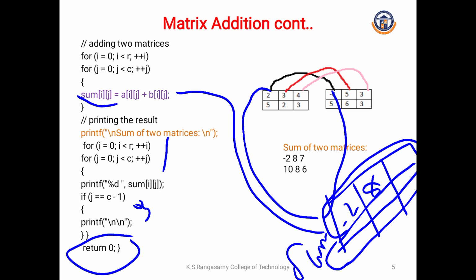If you are doing matrix multiplication or division, you can use this as a prerequisite. If you are finding the difference of the two matrices, simply put minus instead of plus, and you can calculate the difference, that is, matrix subtraction.